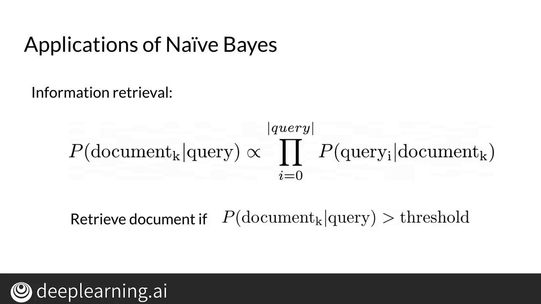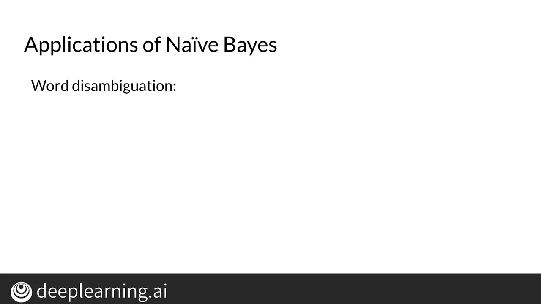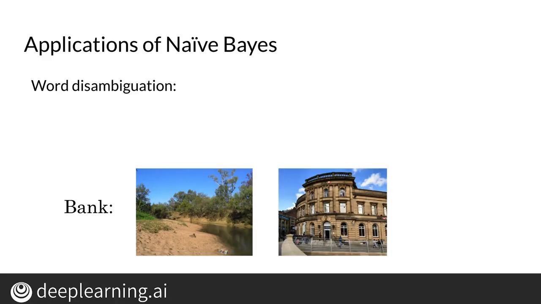Finally, you can also use naive Bayes for word disambiguation, which is to say, breaking down words for contextual clarity. Consider that you have only two possible interpretations of a given word within a text. Let's say you don't know if the word bank in your reading is referring to the bank of a river or to a financial institution.